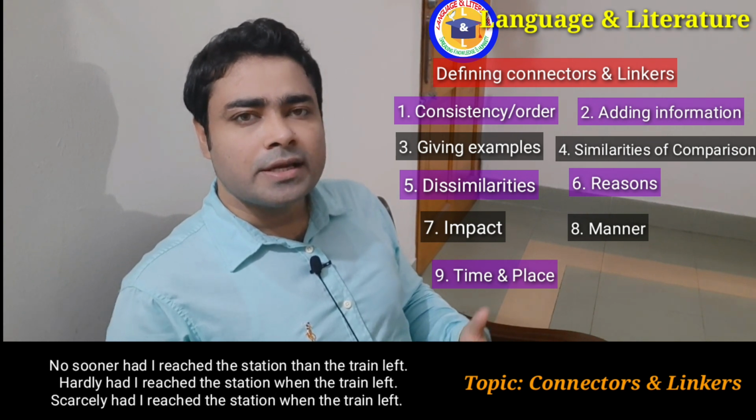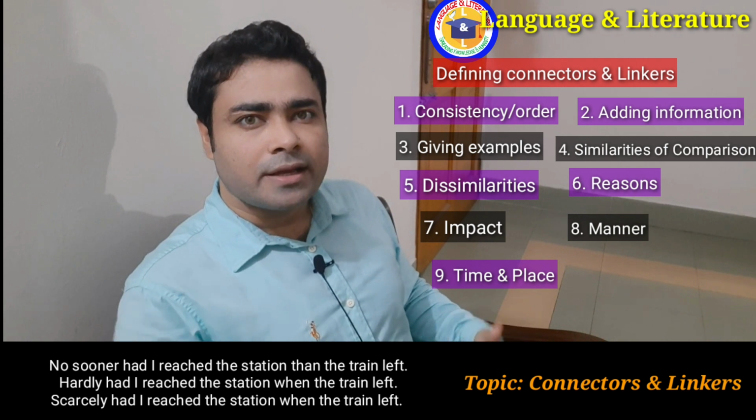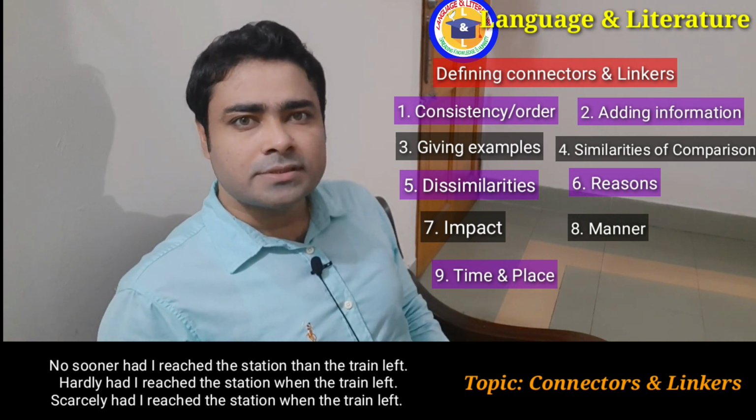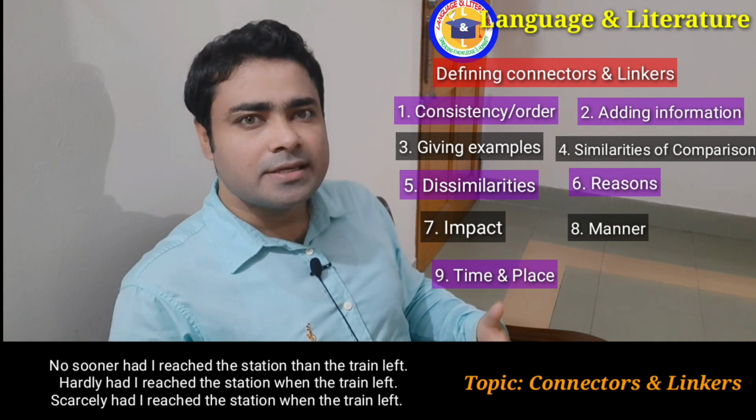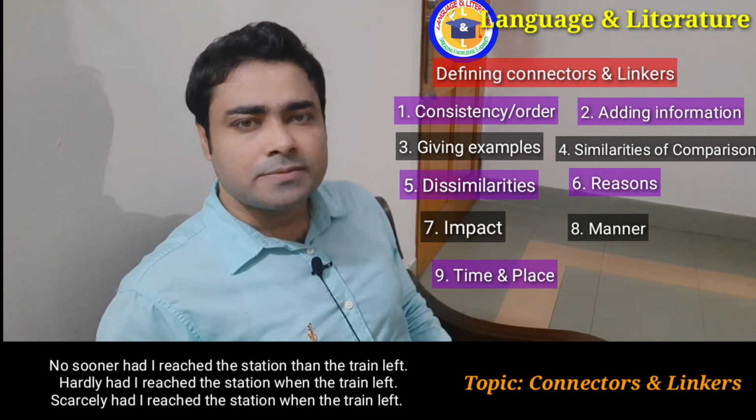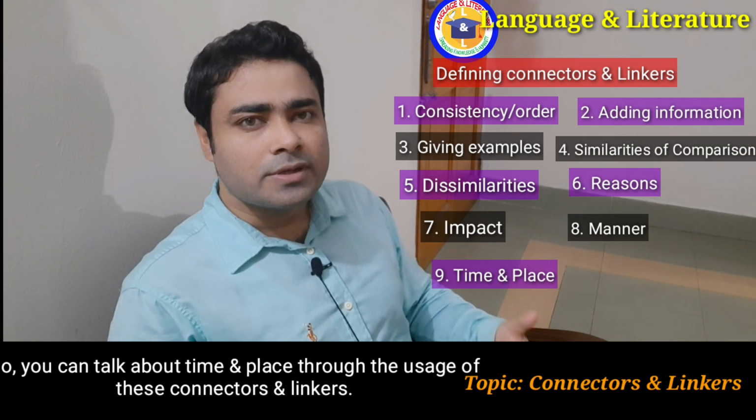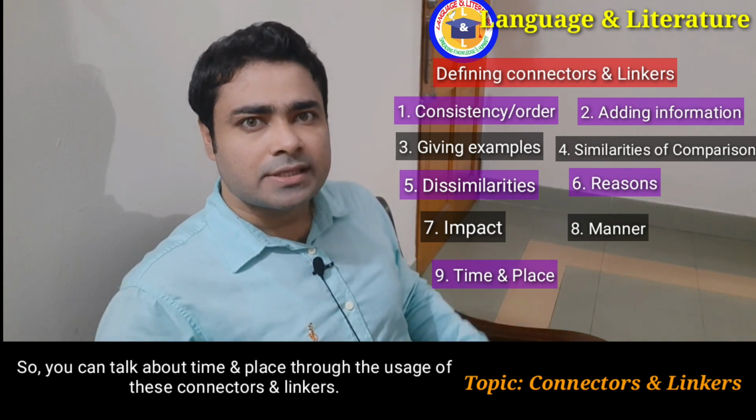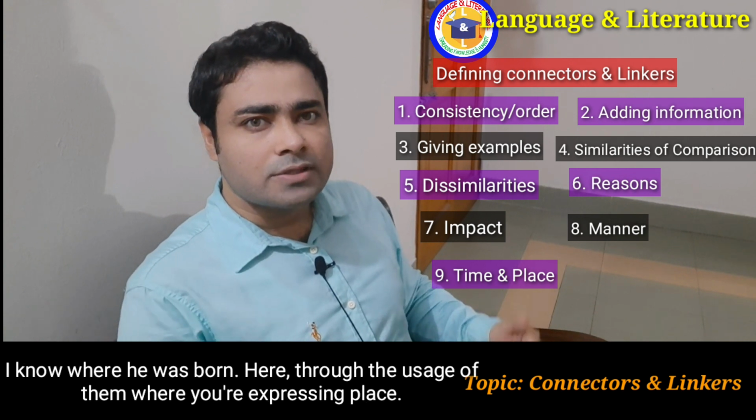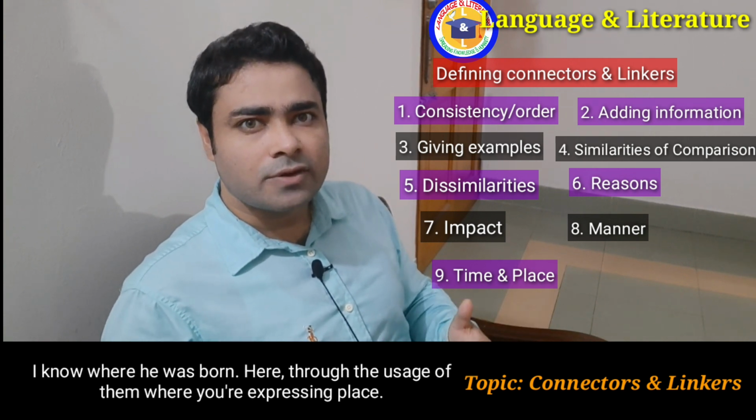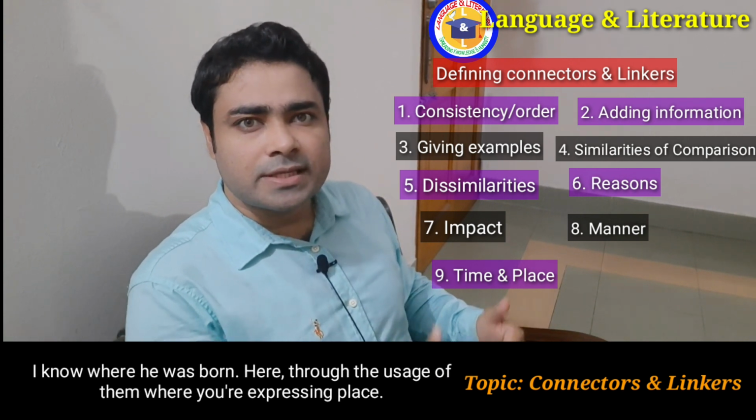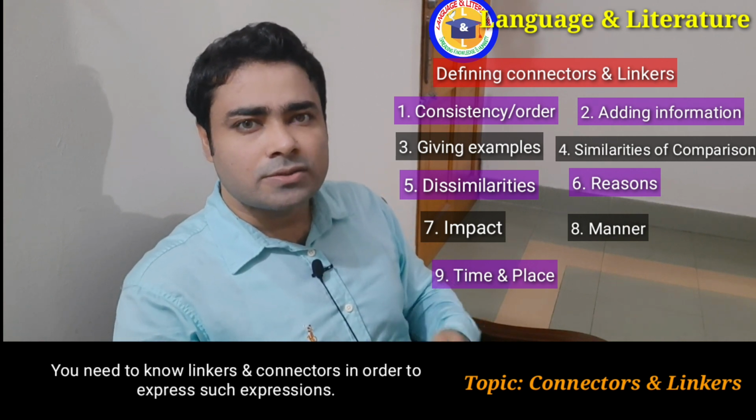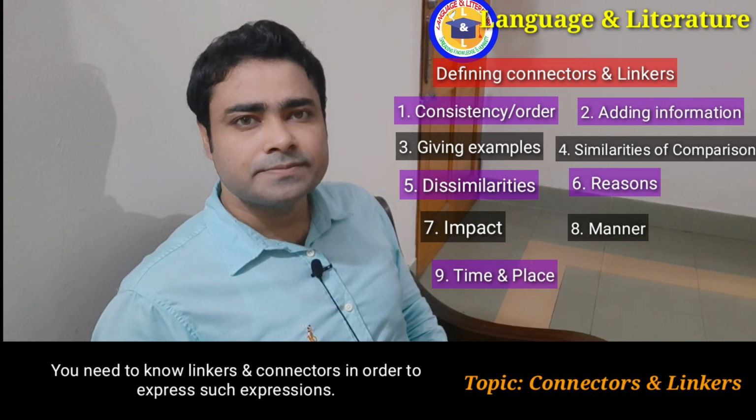No sooner had I reached the station than the train left. Hardly had I reached the station when the train left. Scarcely had I reached the station when the train left. So you can talk about time and place through the uses of these connectors and linkers. I know where you were born. Here through the use of where you are expressing the place. So you need to know these linkers and connectors in order to talk about these expressions.